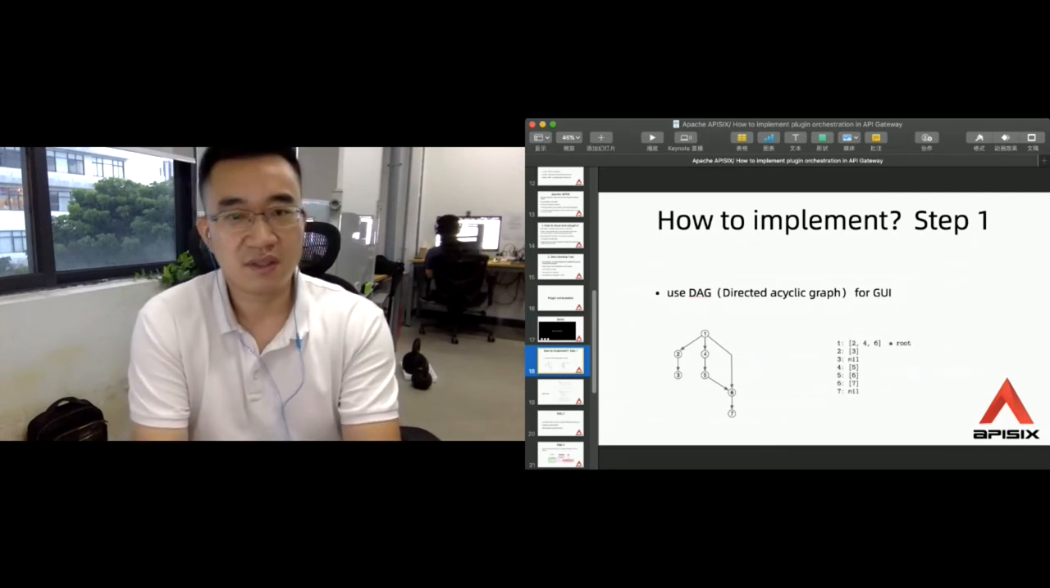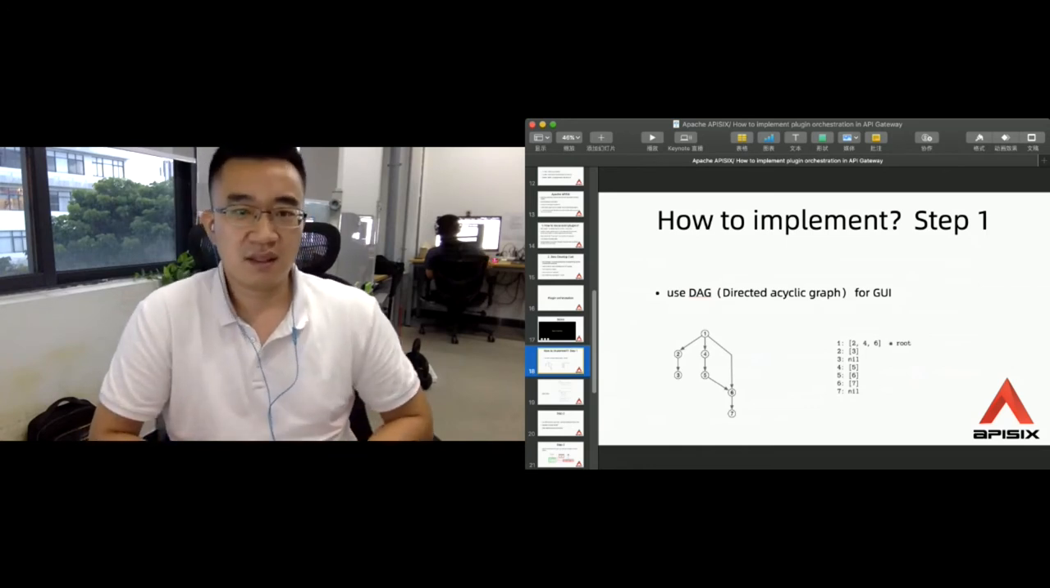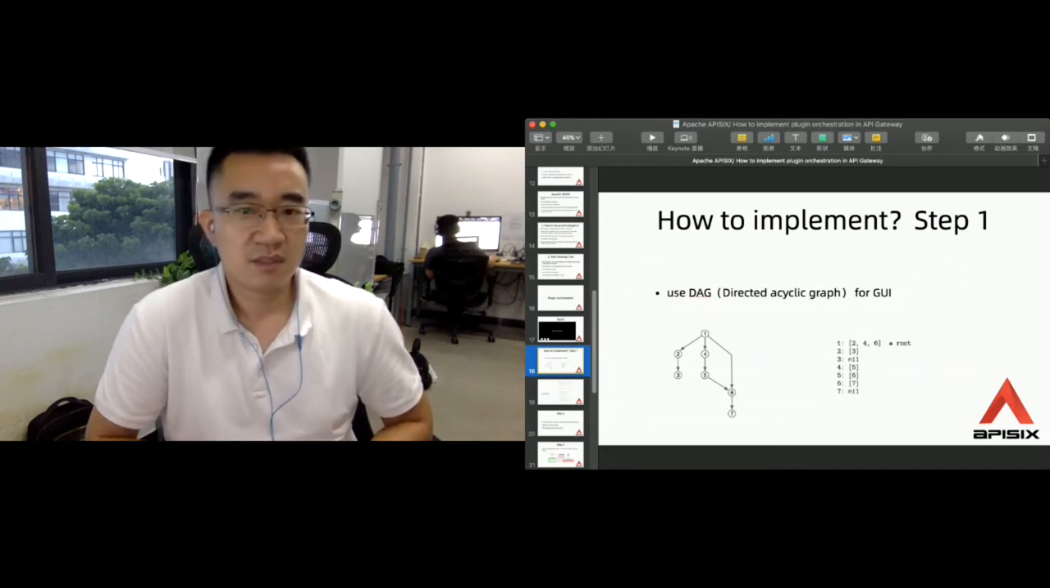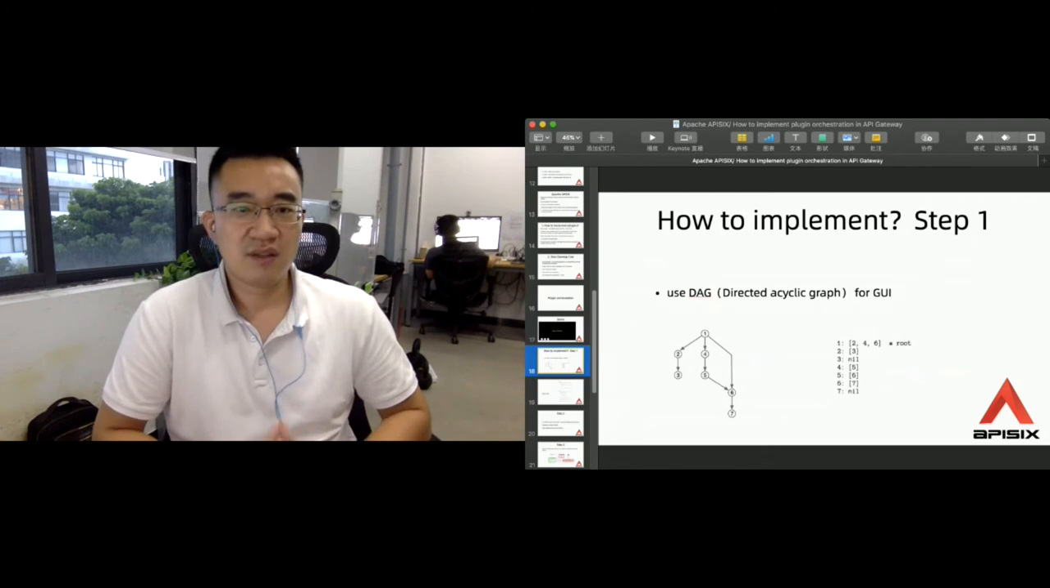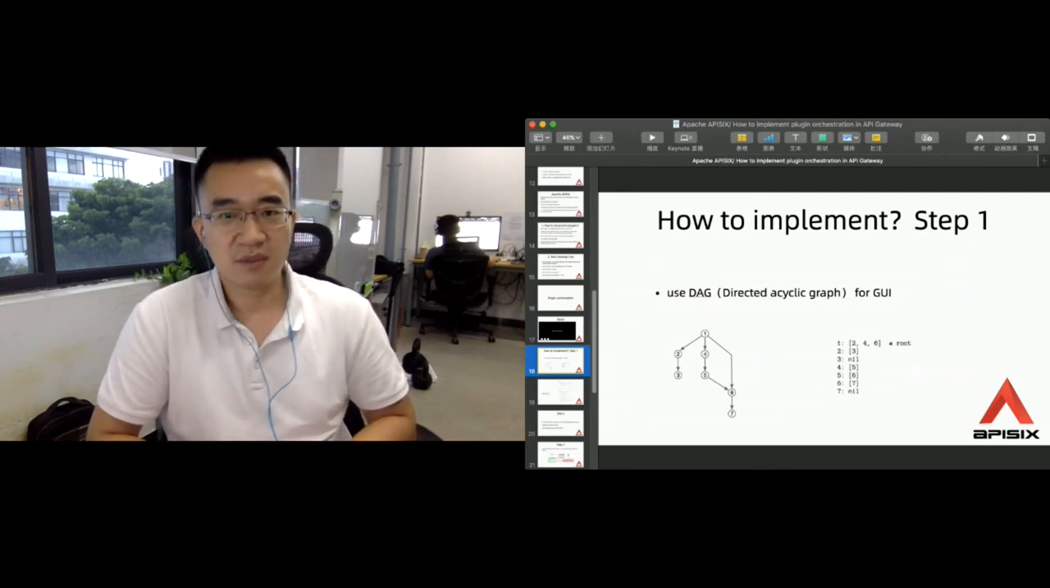First, we need to use a DAG to describe the new plugin. We can see that the picture with the arrows on the left is actually a DAG, which is the same as the code described in the previous video. This is a description method that is friendly to humans. But for the computer, we have to turn it into a description language with a data structure, on the right of this picture. For example, node 1 followed by 2, 4, 6 means node 1 points to the second, the fourth and the sixth node.